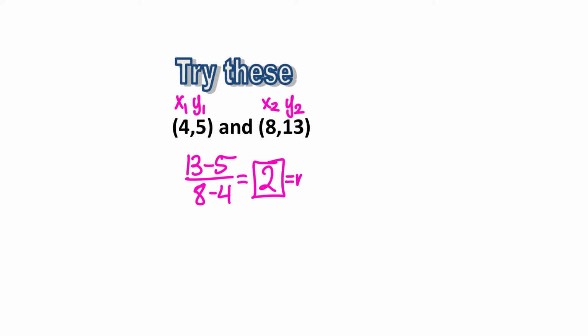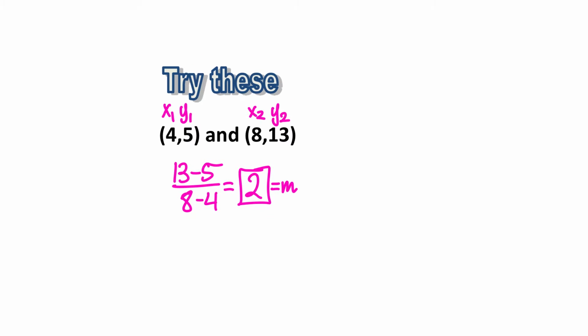All right, let's do the same thing right here. So let's label this x1, y1, x2, y2. So let's find the slope first. So when I write this into the slope formula, what's it going to look like? 13 minus 5 over 8 minus 4. What does that give you? Just gives you 2. Okay, so that's the slope of the line right there.